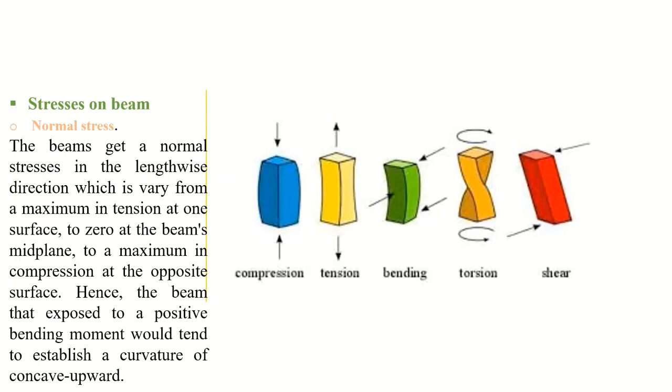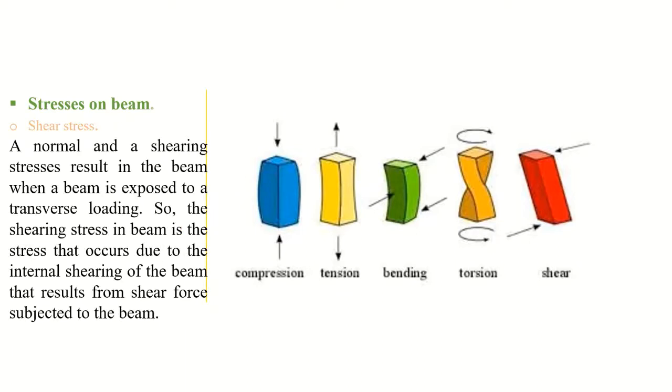Stresses on the beam. There are two types of stresses that can apply to the beam. Firstly, the normal stress. The beam gets a normal stress in the lengthwise direction, which varies from a maximum in tension at one surface to zero at the beam's midplane and to a maximum in compression at the opposite surface. Therefore, a beam exposed to a positive bending moment will tend to establish a concave upward curvature. And the second type is shear stress.